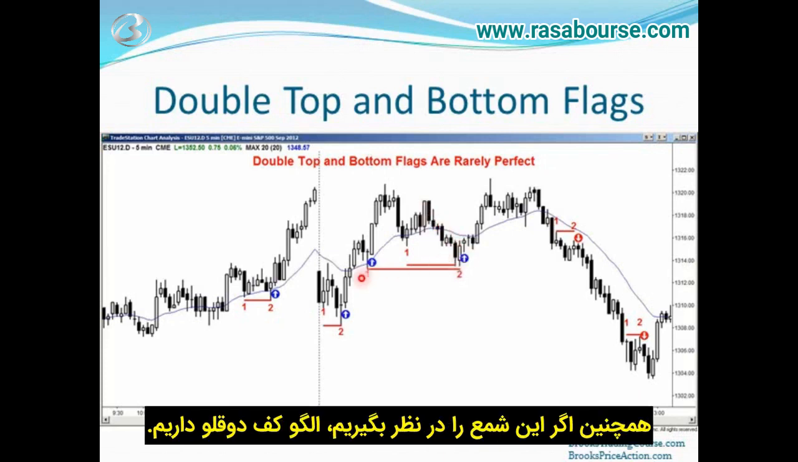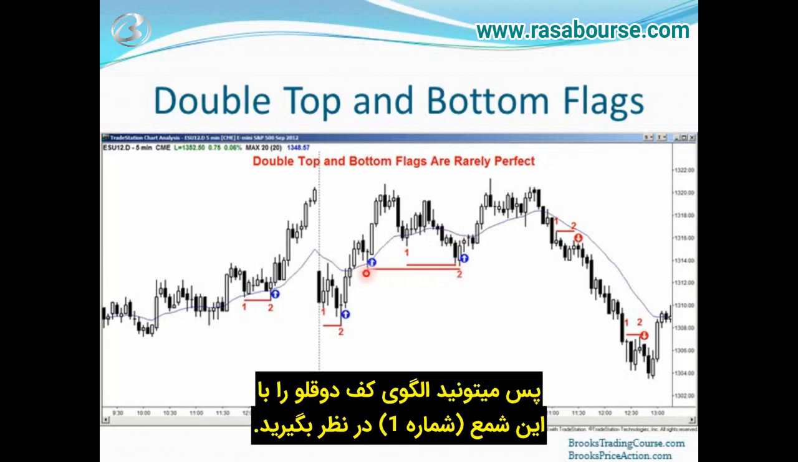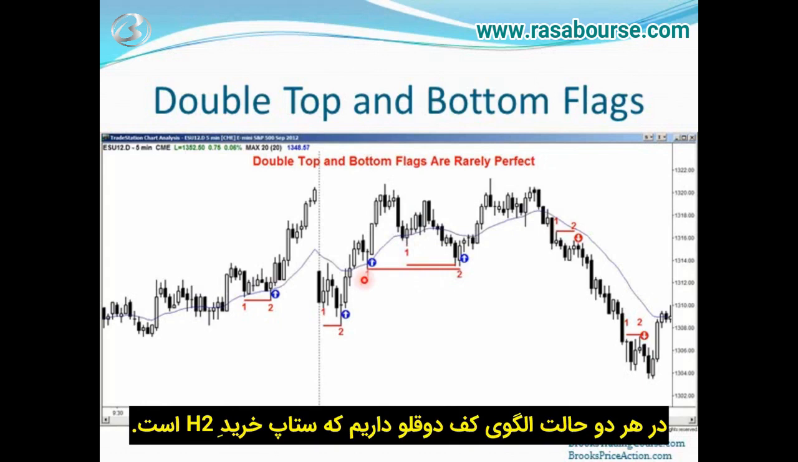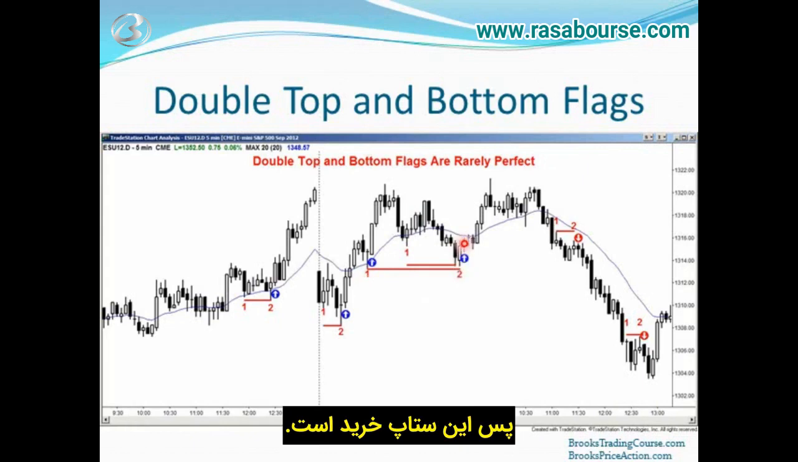It's also a double bottom with this bar, so you can call it a double bottom with this number 1 or a double bottom with this number 1. Either case, any kind of a double bottom is a high 2 buy setup. So that's a buy setup.